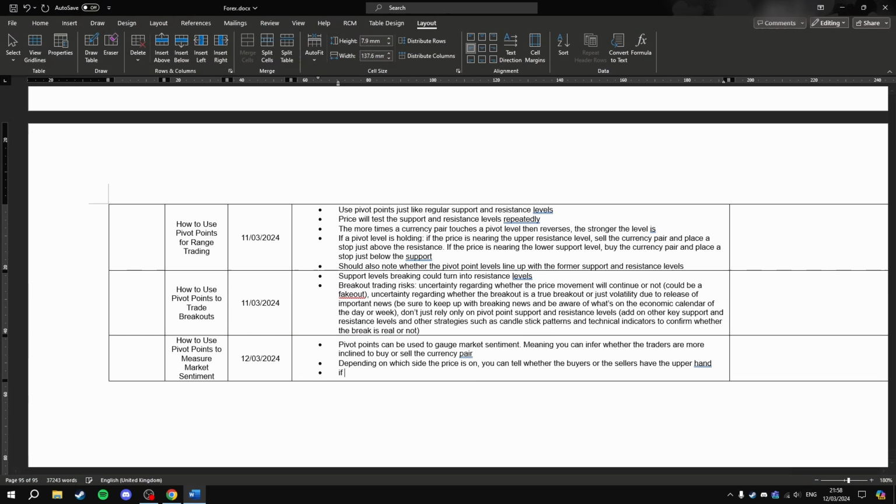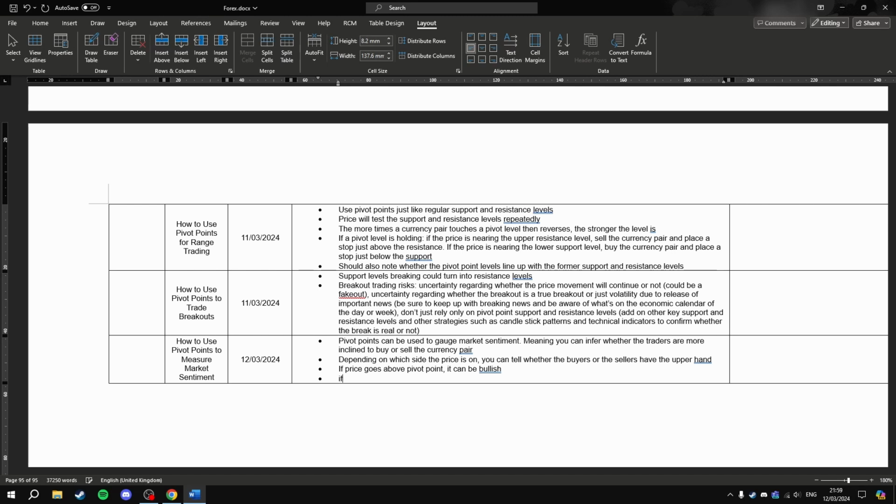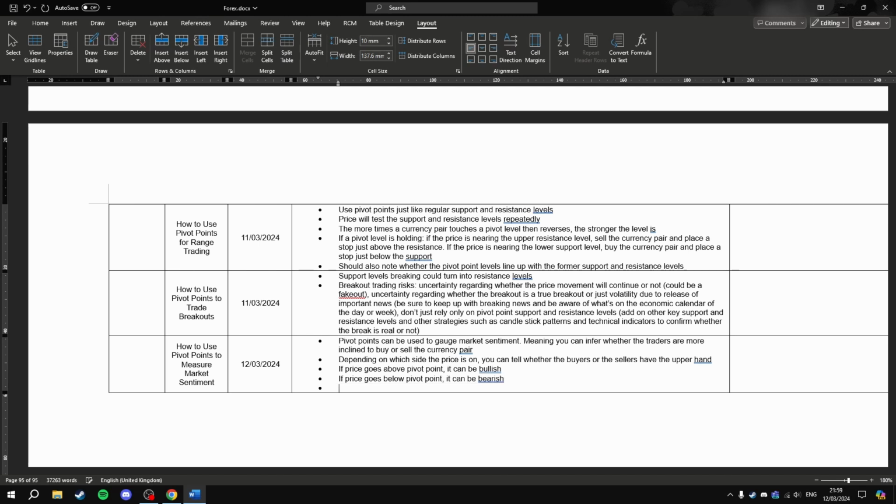Right, okay. If price goes above the pivot point, it can be bullish. If price goes below the pivot point, it can be bearish.